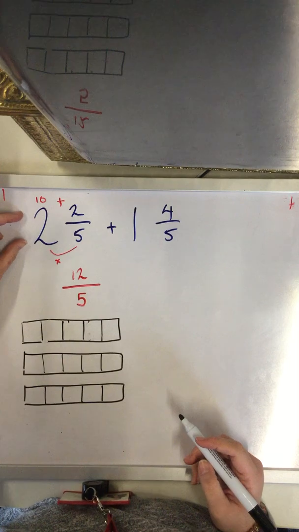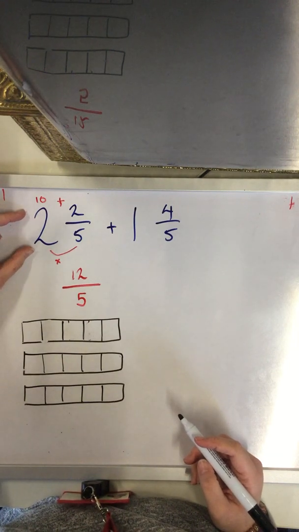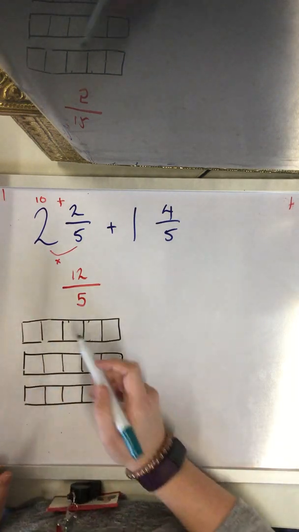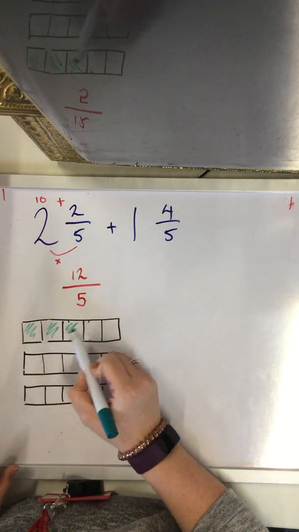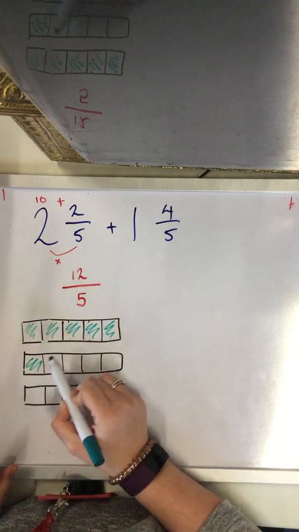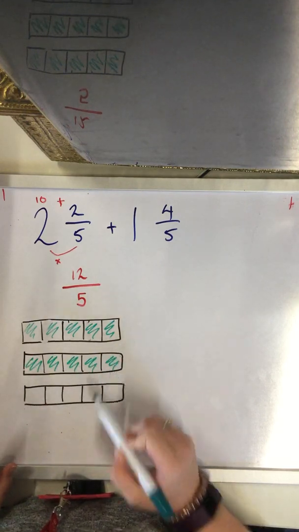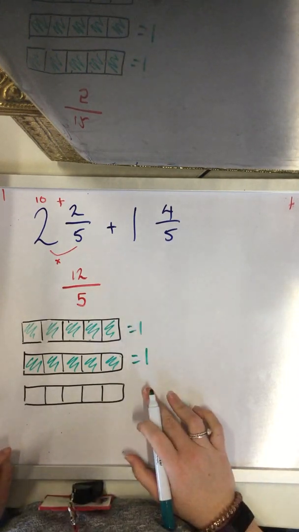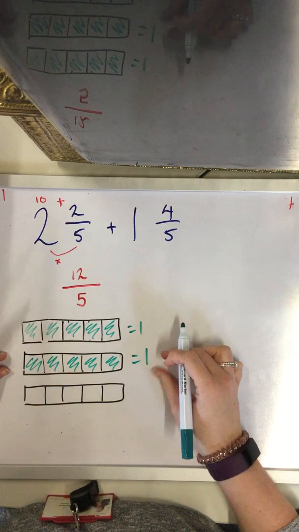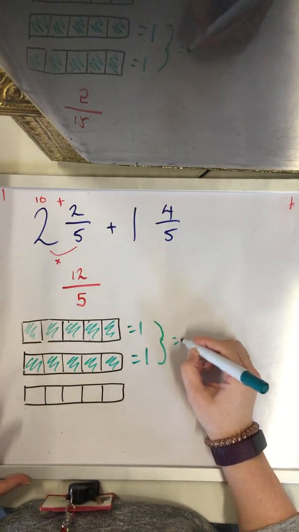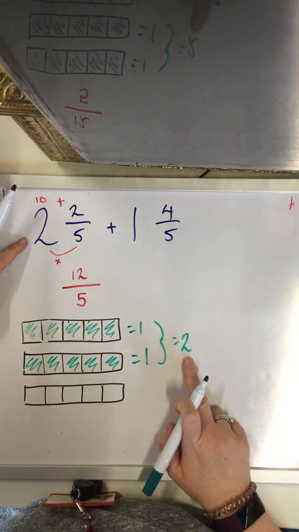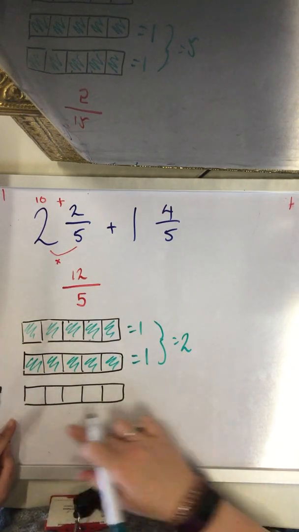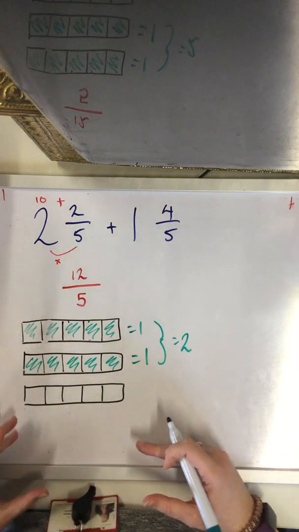I have got 2 whole sections, so I'm going to colour in like so. This equals 1 and that equals 1. So that's 1 whole, that's 1 whole, and obviously both of these equal 2, like so. Now I've then got this section here. This is not all going to be coloured in because this is part of the whole.